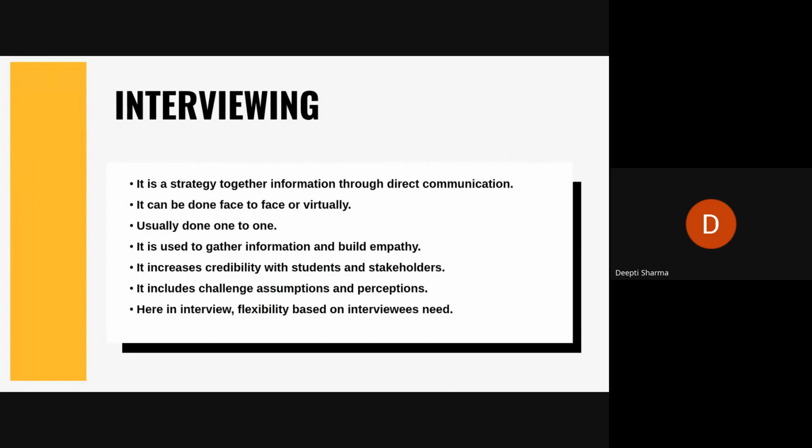So one-to-one interaction and a human-centric approach should be followed in interviewing a person. It should be used to gather information and build empathy. It increases the credibility with students and stakeholders. It includes challenges, assumptions, and perceptions. Here in an interview, flexibility is based on the interviewee's need.